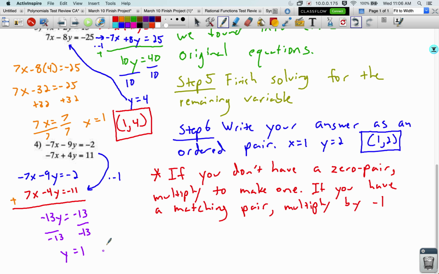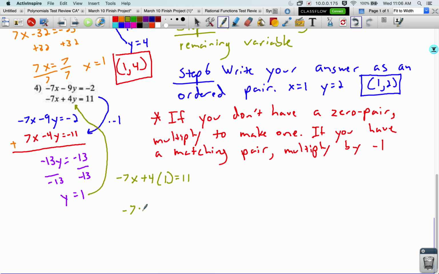y equals 1. Plug that back in wherever you want, as long as it has an x and a y. I'll plug it in right here for this y, and we get negative 7x plus 4 times y, but y has been replaced with a 1, equals 11. 4 times 1, that's just 4, so negative 7x plus 4 equals 11. Minus 4, minus 4, negative 7x equals 7.